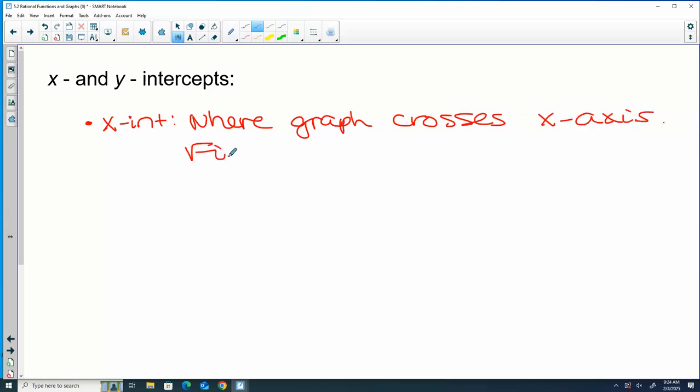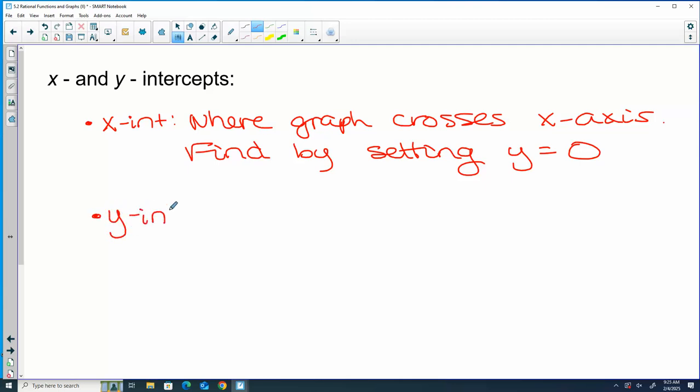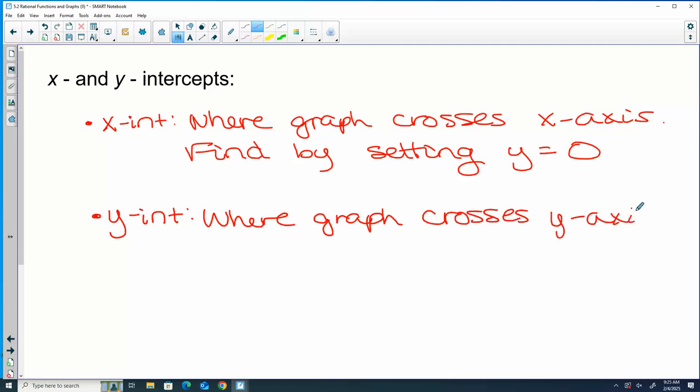And how do we find it? Here on the x-axis, y is equal to 0. So if I ask you to find an x-intercept, you plug in 0 for y. You're looking at where you cross the x-axis. A y-intercept is where the graph crosses the y-axis. And you find that by setting x equal to 0. So it's always opposite variable equal to 0. That has not changed.